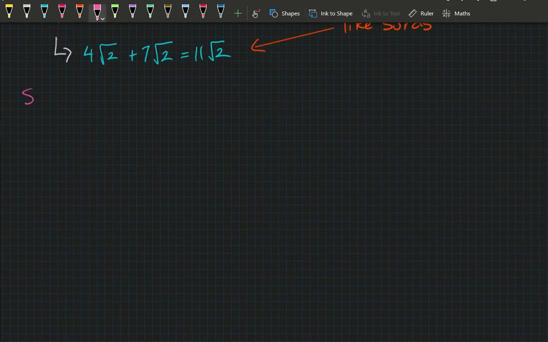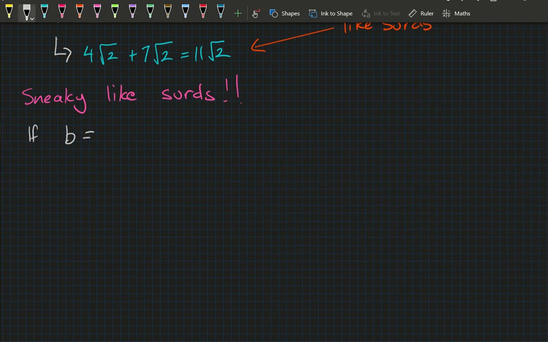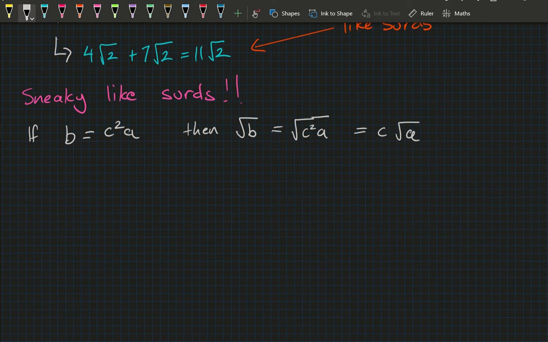Also, with what we know from the last class, we can be on the lookout for sneaky like surds. And from our last class, we know that if b was equal to c squared times a, then the square root of b would equal the square root of c squared times a, just by substituting in the value we've given b. And we learnt that that was equal to c times the square root of a.